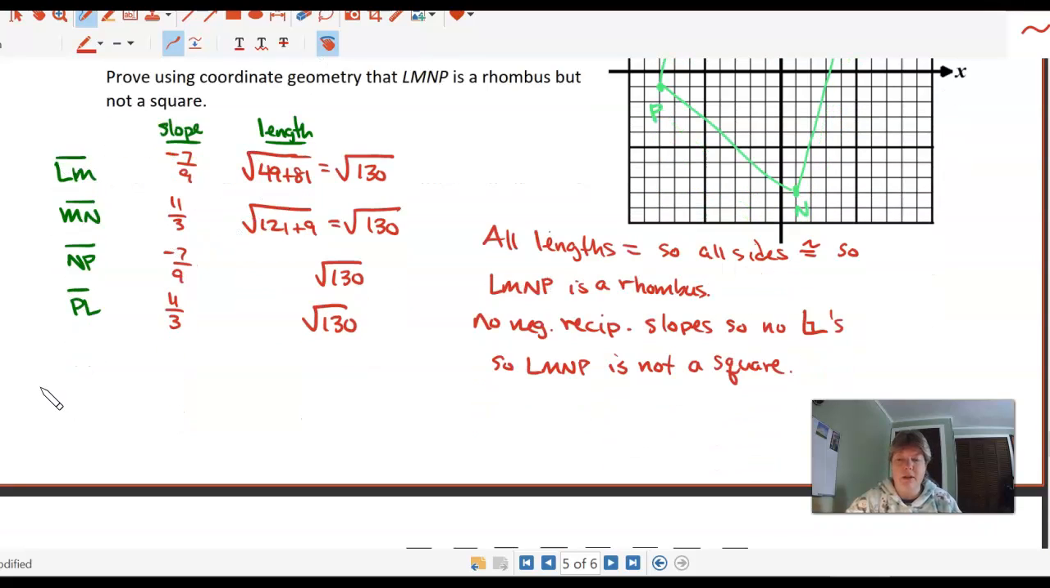I'm going to list the side, and then I'm going to list the slope and length of each of those sides. In this case, you actually do need both, right? We need the length to prove that it's a rhombus because we have to prove that all four sides are congruent. And then we need the slopes to show that there aren't any right angles. So we get all side lengths are equal, which makes all the sides congruent. Therefore, it's a rhombus. And then there are no negative reciprocal slopes, so there are no right angles, which means LMNP is not a square.